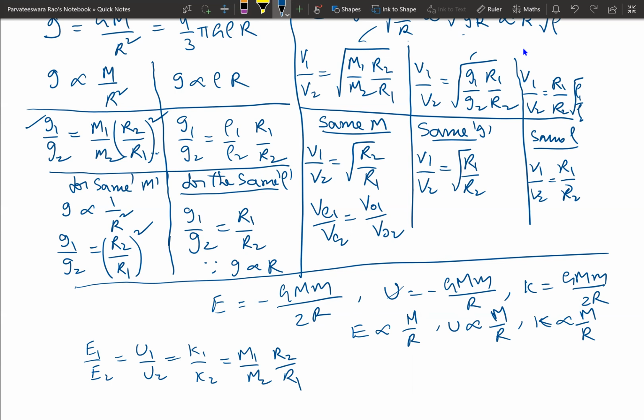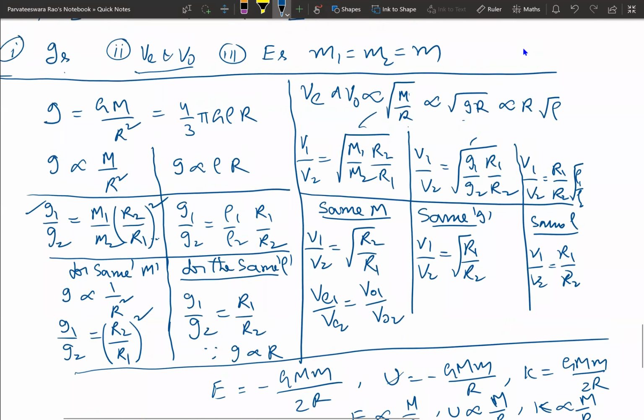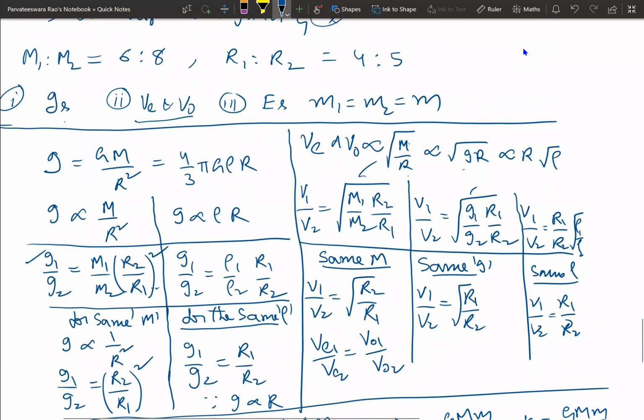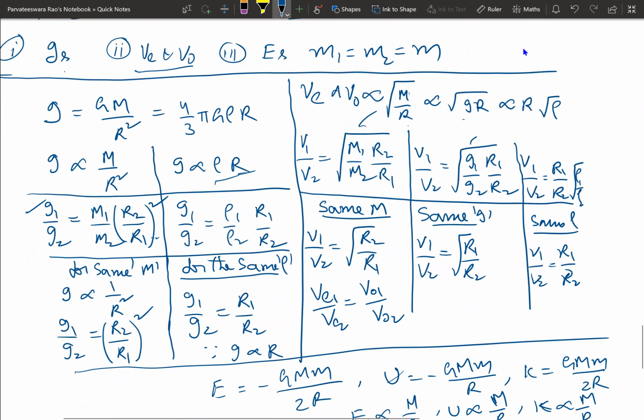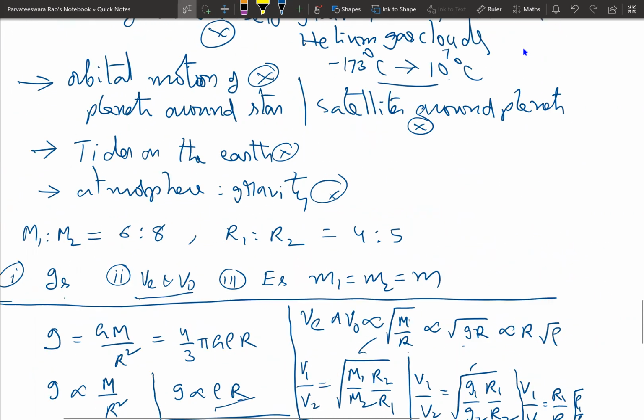Now can you try that problem with these ratios? Not only that, you can create different ratios using these relations. You can take the densities of different planets and get the ratio of G, get the ratio of escape or orbital velocities, get the ratio of energies. Everything can be done based on this.